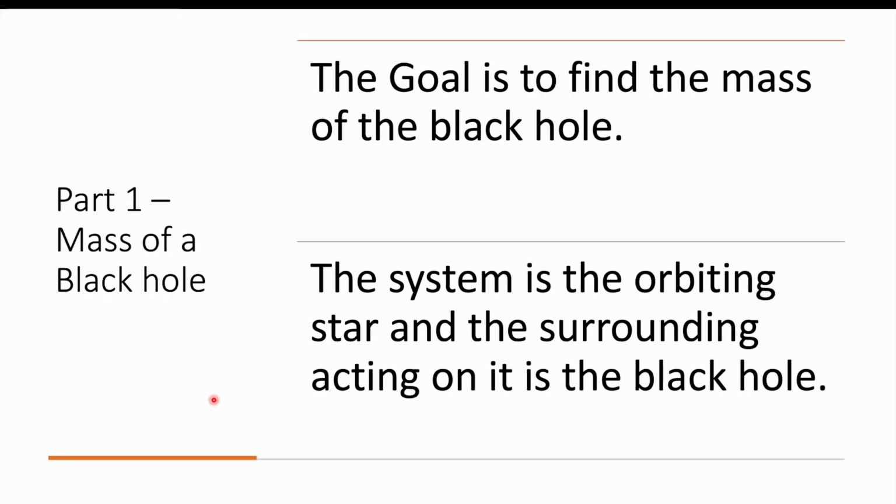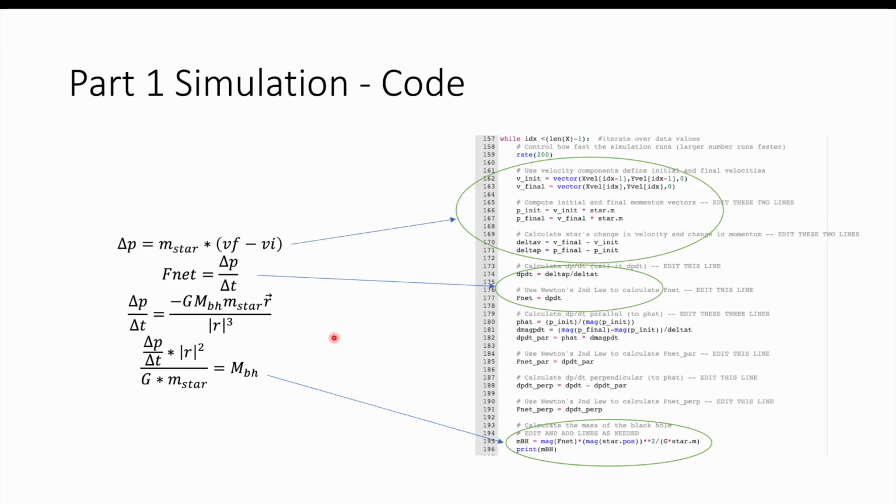So for the first part of the experiment, we'll have to figure out the mass of a black hole. The goal is to find the mass of the black hole, and the system is the orbiting star, and the surrounding acting on it is the black hole and its gravitational force. So here is the code. Here we can find the change in momentum from the initial velocities. Then we can use that to find the net force acting on the star, and from the net force we can equate this to the gravitational force, because these two are the same force, and through this we can find the mass of the black hole that we will calculate through here.